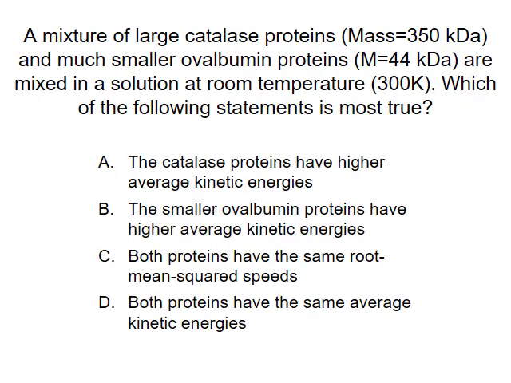Okay, another question, give this one a try. A mixture of large catalase proteins and much smaller ovalbumin proteins are mixed in a solution at room temperature. Which of the following statements is most true? So this one we have to read carefully. Following the same concepts, we know the large ones are going to be moving slower and the smaller ones are going to be moving faster because the average kinetic energies are going to be constant. But let's read the answers. The catalase proteins, which are the large ones, have higher average kinetic energies. The smaller ovalbumin proteins have higher average kinetic energies. Both proteins have the same root mean squared speeds, or both proteins have the same average kinetic energies.